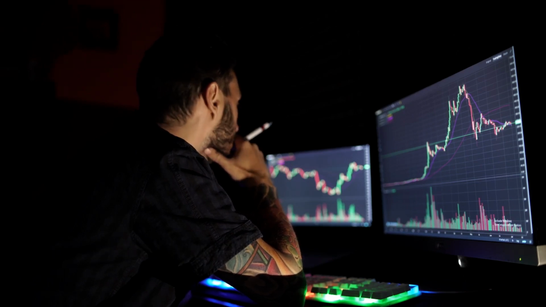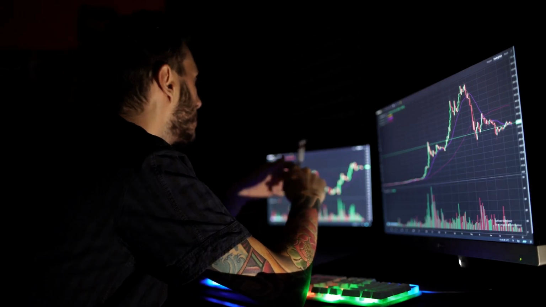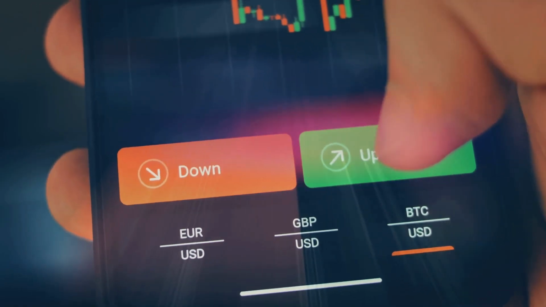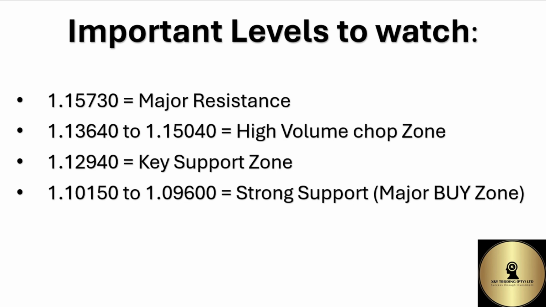When it comes to risk management, you definitely want to avoid chasing breakouts right into heavy resistance. Instead, try placing stops below the next support level if you're going long or above resistance if you're going short. Here's a quick summary. 1.1573 is major resistance, so watch out for failed breakouts or even a possible double top. The range between 1.1364 and 1.1504 is what I'd call a high-volume chop zone. Expect some ranging action there. 1.1294 is key support and could be a bounce zone if we get a pullback. And finally, that 1.1015 to 1.096 area is strong support, a major buy zone, honestly.